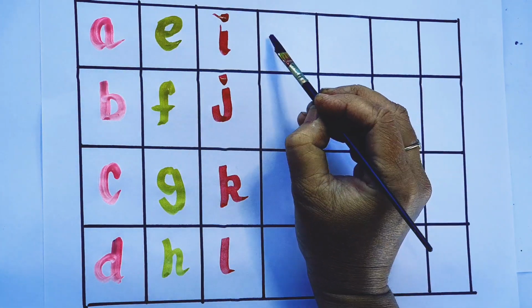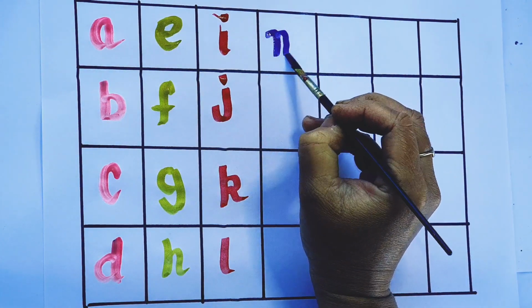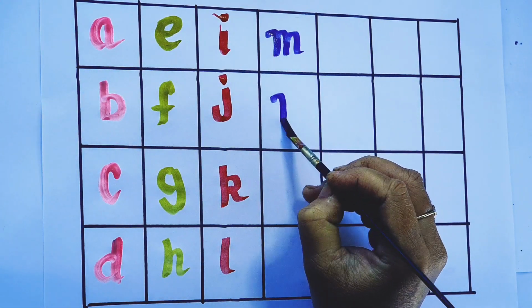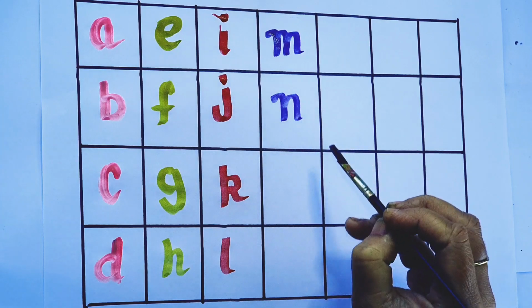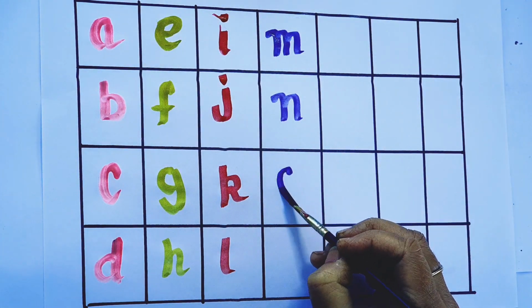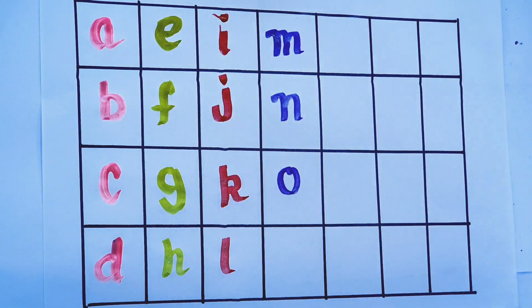Purple color. M for mango. N for nose. O for owl. P for piano.